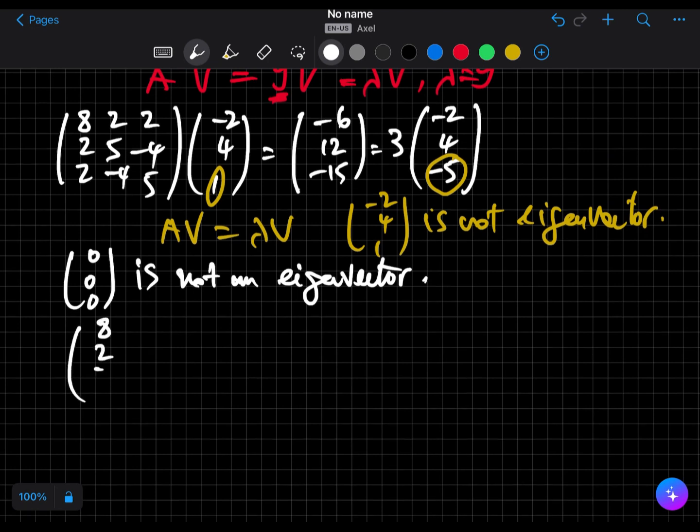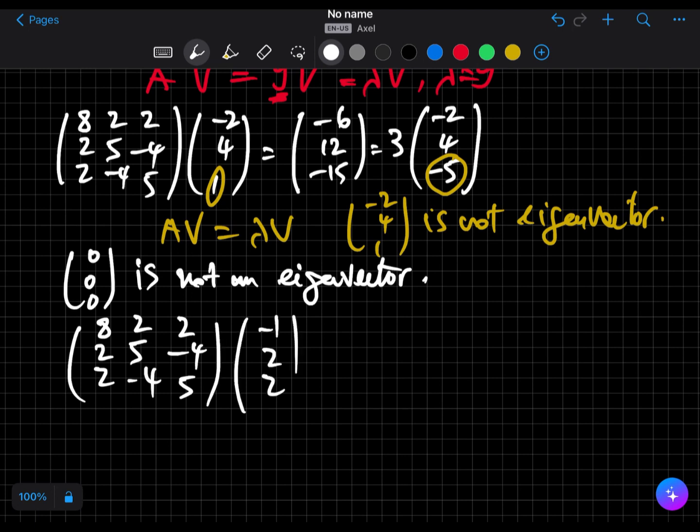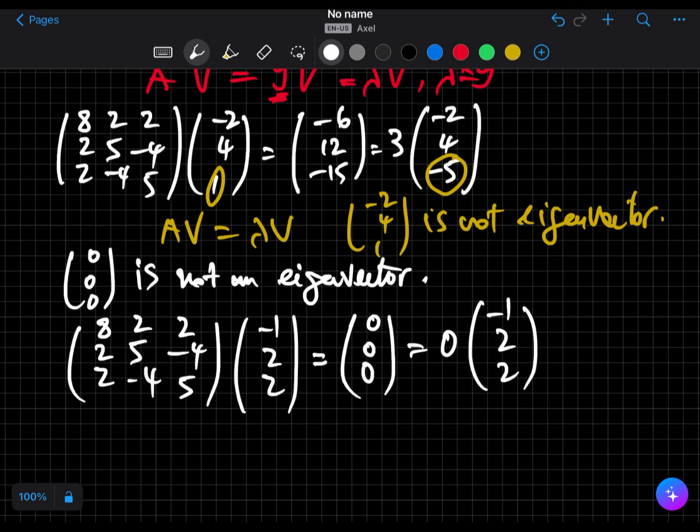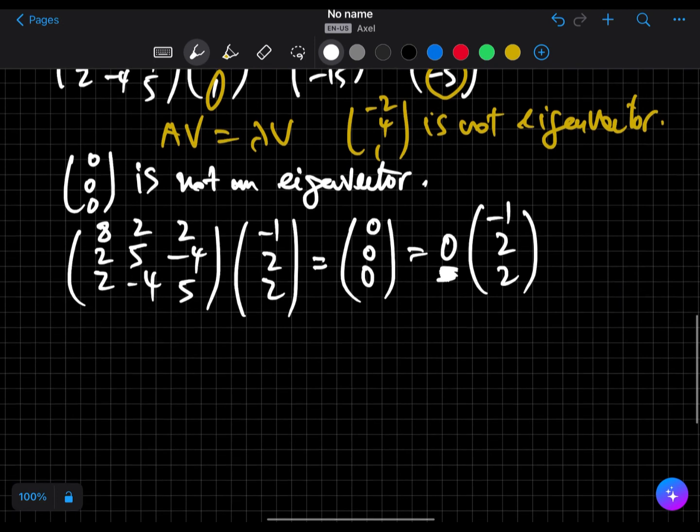Then if you also check the other vector, you have the matrix 8, 2, 2; 2, 5, -4; 2, -4, 5. If you multiply this one by the vector, it will give you (0, 0, 0). So this corresponds to an eigenvector (-1, 2, 2) for eigenvalue 0, right?